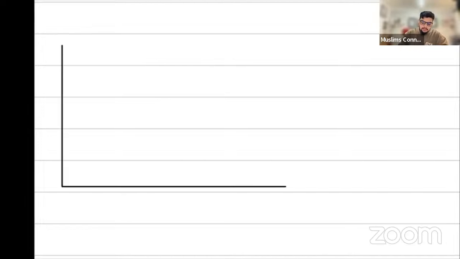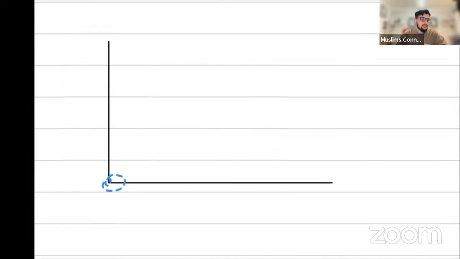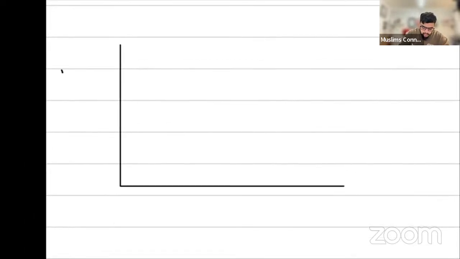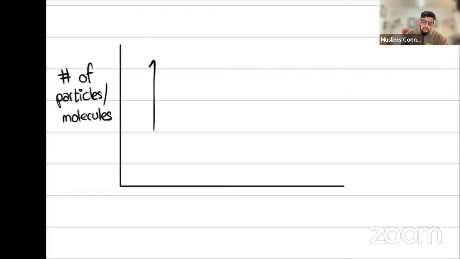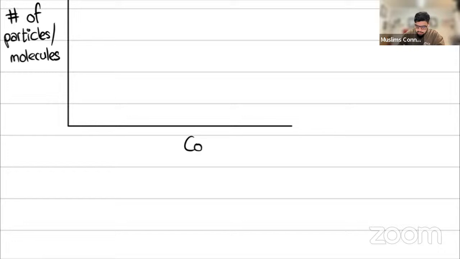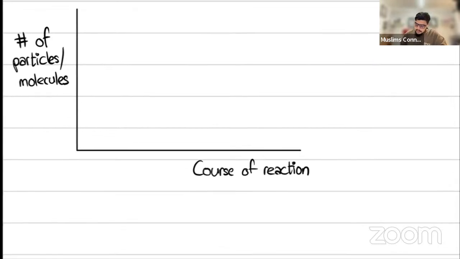So the Maxwell-Boltzmann distribution curve is a set of axes that represents, on the y-axis, the number of particles, molecules. Obviously, the higher we are, the more molecules we are dealing with on the y-axis, right? And then again, this is the course of reaction, so as it takes place over time, no units. Now, let's extend a little bit.